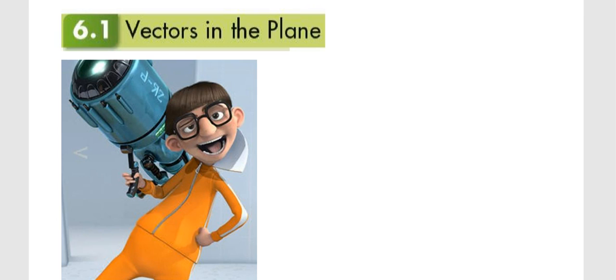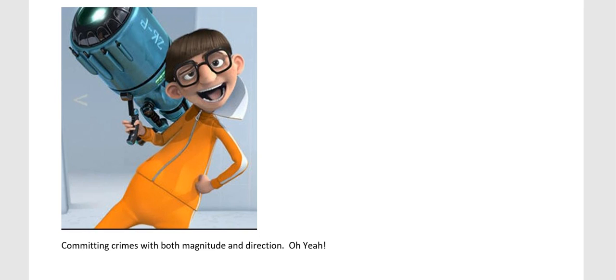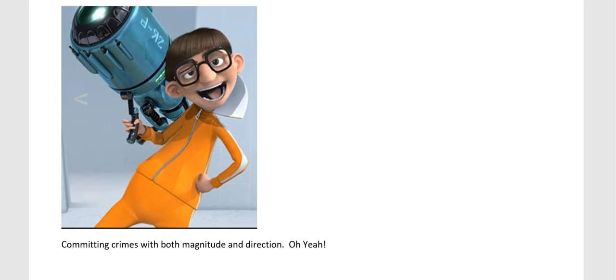Do you not remember what he said? Oh my goodness. No, you gotta look up. That is not what Vector said in the movie. Well, he said something like, he said he committed crimes with both magnitude and direction. Oh yeah. You knew that was coming, right? Okay. All right.